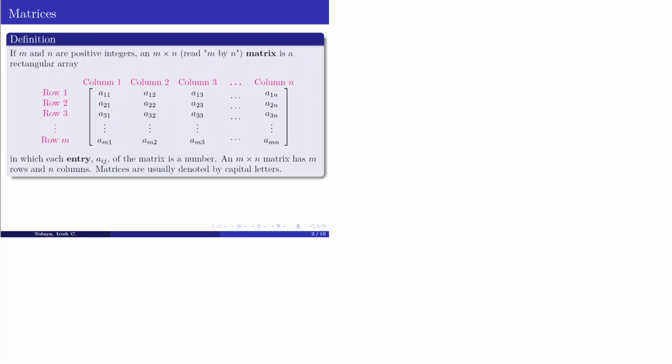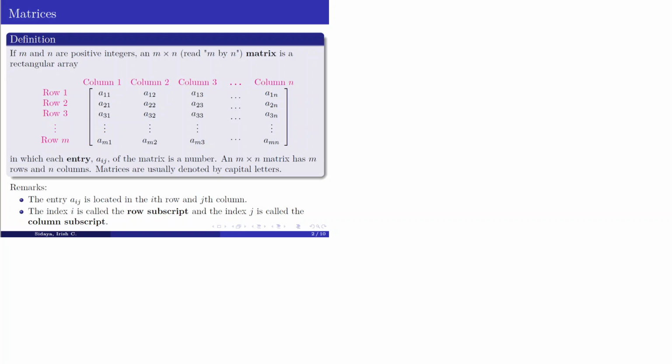If m and n are positive integers, an m by n matrix is this rectangular array where these entries, aij's, are numbers. This matrix has m rows and n columns. And take note that we usually denote matrices by capital letters. The entry aij is located in the ith row and jth column. For example, this entry A32 is found in the third row and second column.